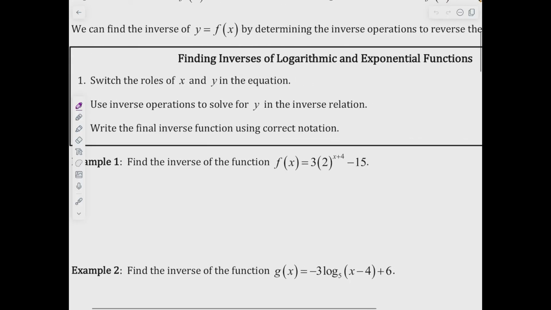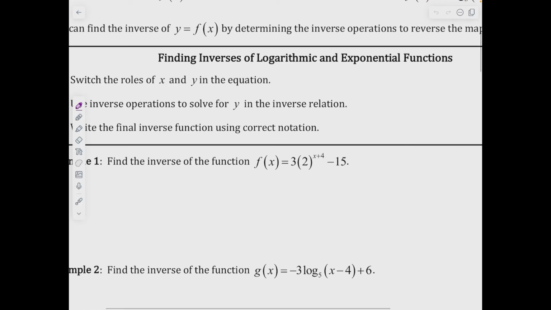So let's take a look at example number 1. It wants us to find the inverse of the function. The first thing I want to point out is that f of x is an exponential function. So the inverse is going to be a logarithmic function. I know that because they are inverse functions of each other. So step number 1, I'm going to switch the roles of x and y. f of x is the same thing as y. So when I switch x and y, I get x equals 3 times 2 to the y plus 4 power, minus 15.